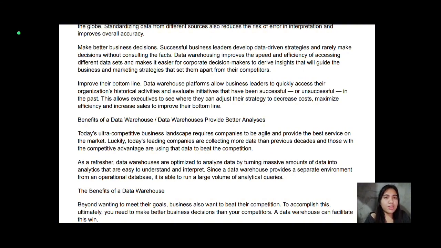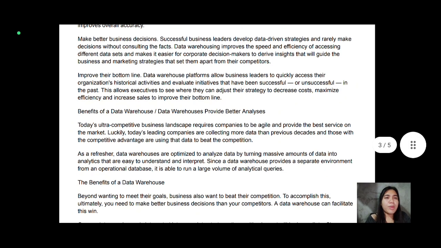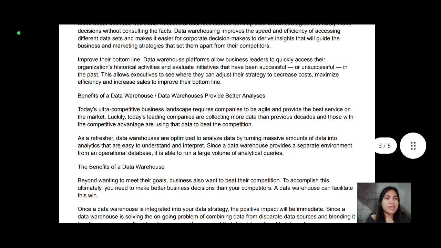As a refresher, data warehouses are optimized to analyze data by turning massive amounts of data into analytics that are easy to understand and interpret. Since a data warehouse provides a separate environment from an operational database, it is able to run a large volume of analytical queries.